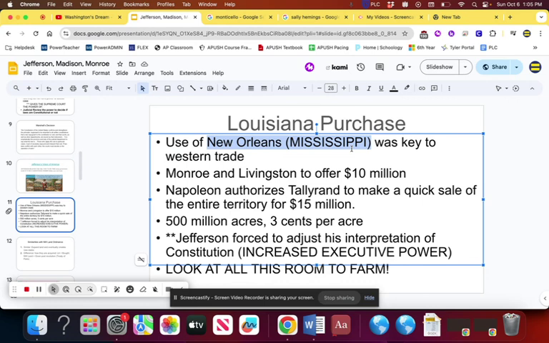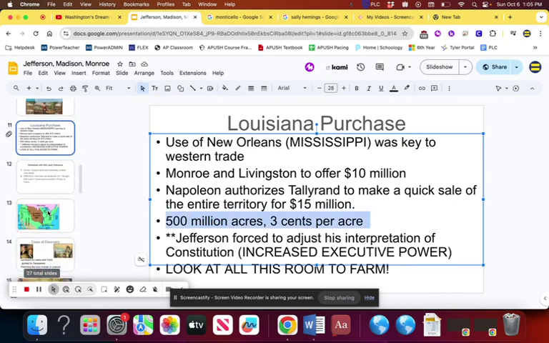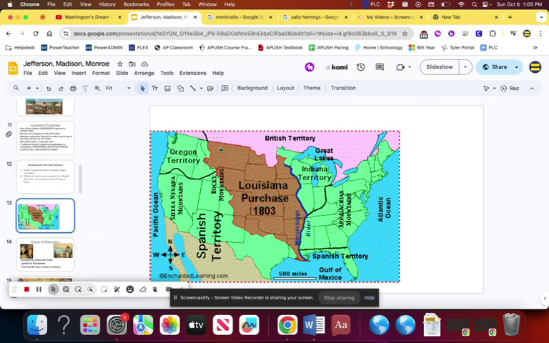purchases territory from France that dramatically increases the size of the United States, giving them full access to the Mississippi River. I know it's a little long, but it is significant. And look at that deal, 500 million acres for 3 cents an acre. It's the best buy we've ever made, right? And here's what it looks like, right?